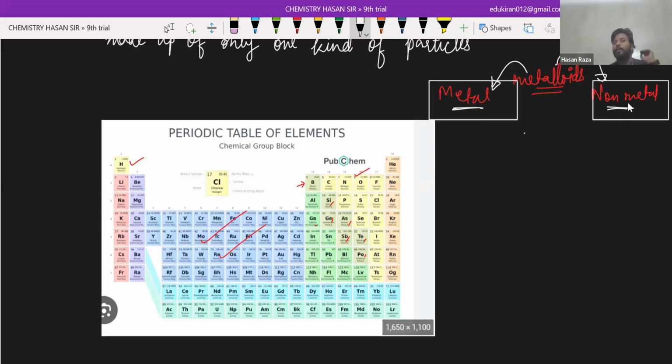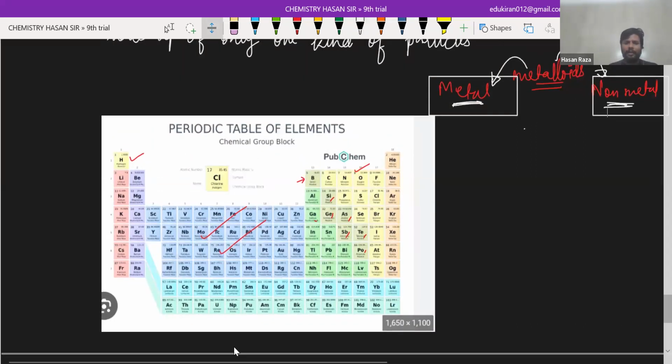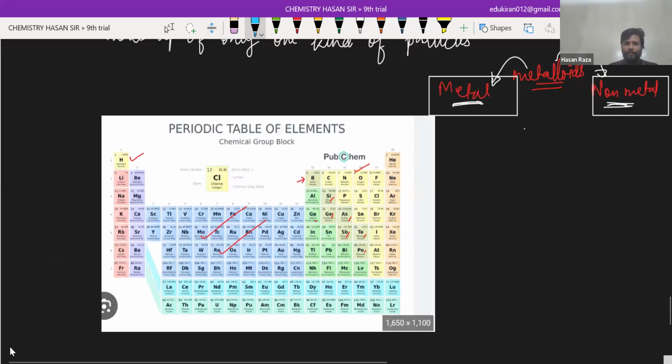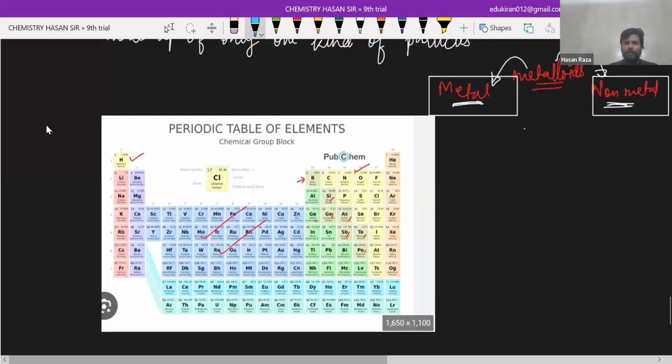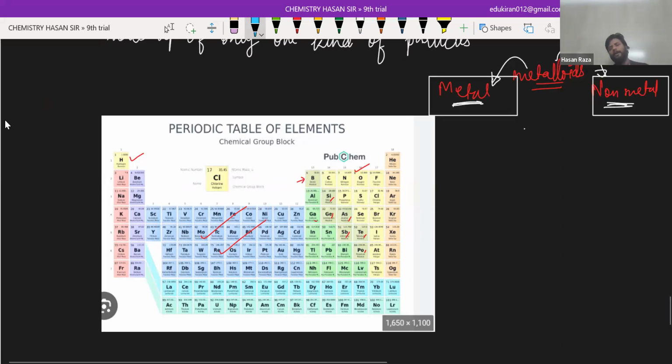Generally, metal exists in solid state, but there will be exceptions. Like metals we call solid, but mercury exists in liquid state. Are you getting my point? Non-metals generally exist in gaseous state, but there are some non-metals which exist in liquid state, like bromine. Diamond is a non-metal, basically an allotrope of carbon, which exists in solid state.